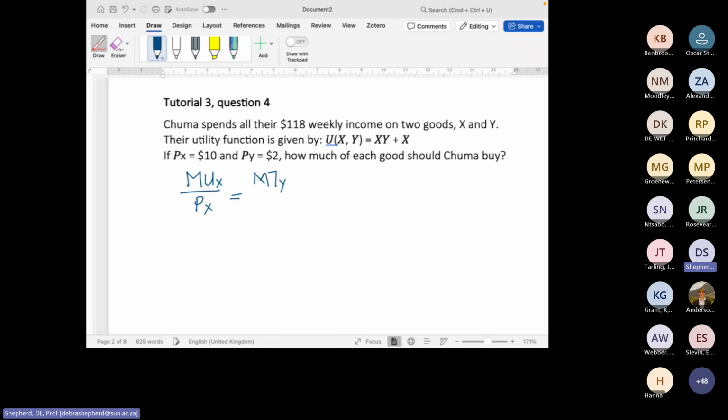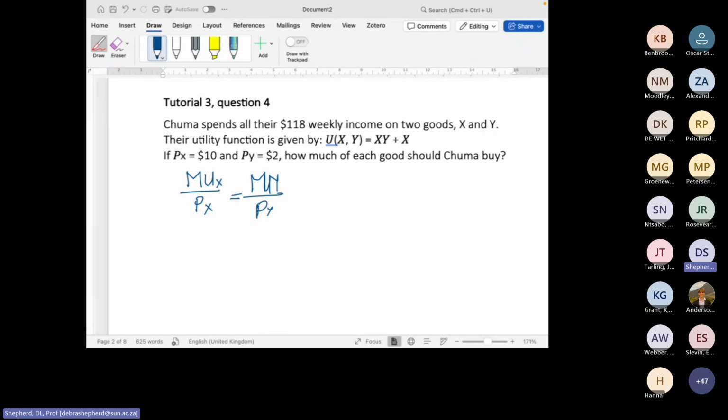Okay, I'm going to try and draw this a bit better. Yeah, just rub that out. No idea why the eraser is not working now. There we go. Okay, so the MUX of the price of X must be equal to the MUY over the price of Y. My pen is not cooperating.